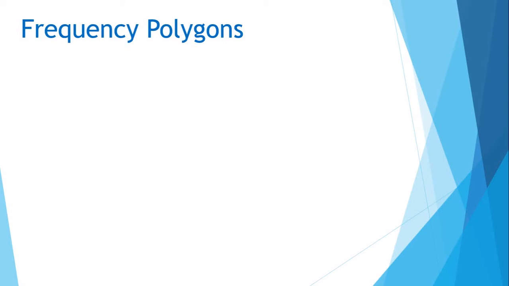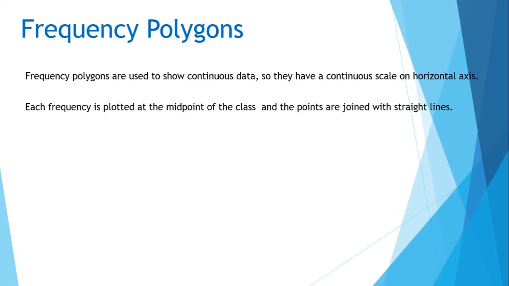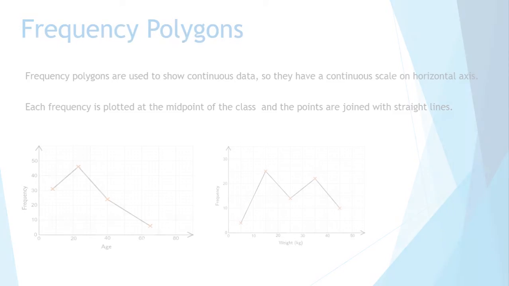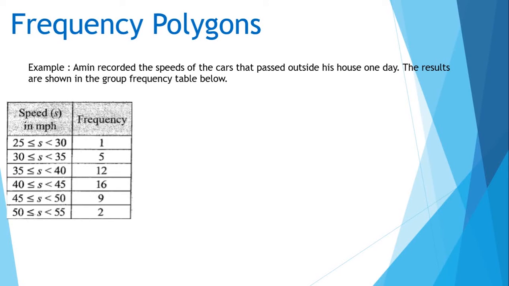Frequency polygons are used to show continuous data, so they have a continuous scale on the horizontal axis. Each frequency is plotted at the midpoint of the class, and then points are joined with straight lines. For example, Amin recorded the speeds of the cars that passed outside his house one day. The results are shown in the grouped frequency table below.